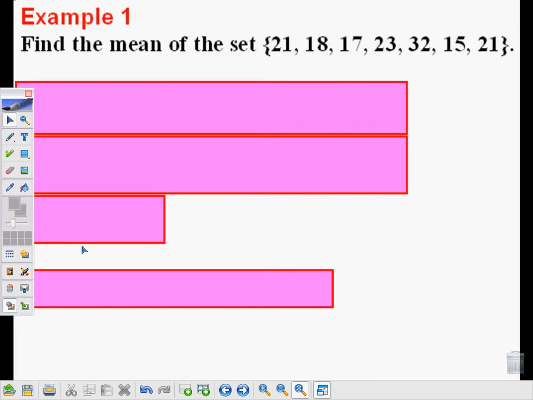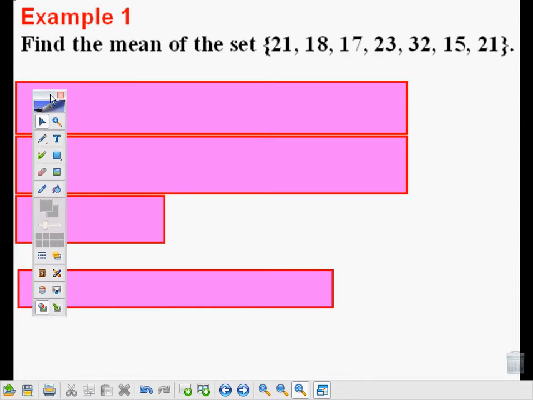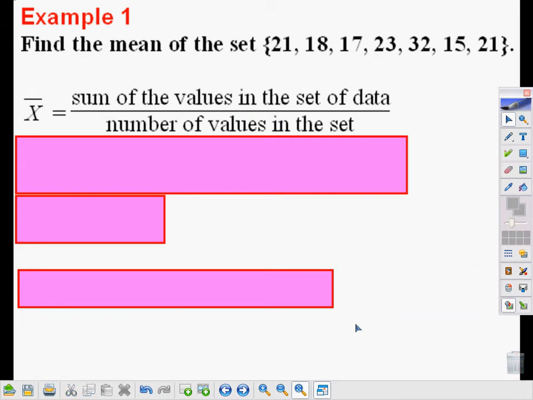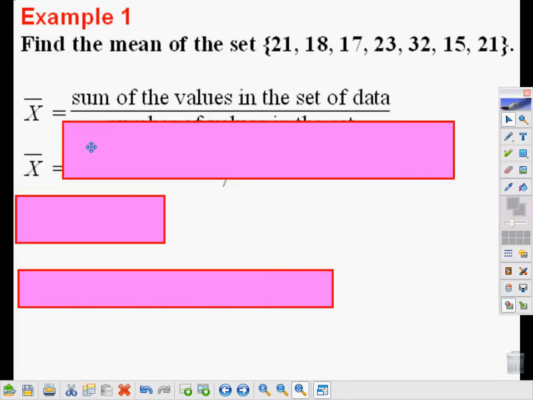So for a quick review, to find the mean of this set of data that is given here, we can make pretty quick work out of this. Remember that the mean is the average, or sometimes we call it x bar because of the symbol we use for average or mean, the x with the bar over the top. And that is the sum of the values in the set of data. So I add all of these up, and then I divide by the number of values in the set.